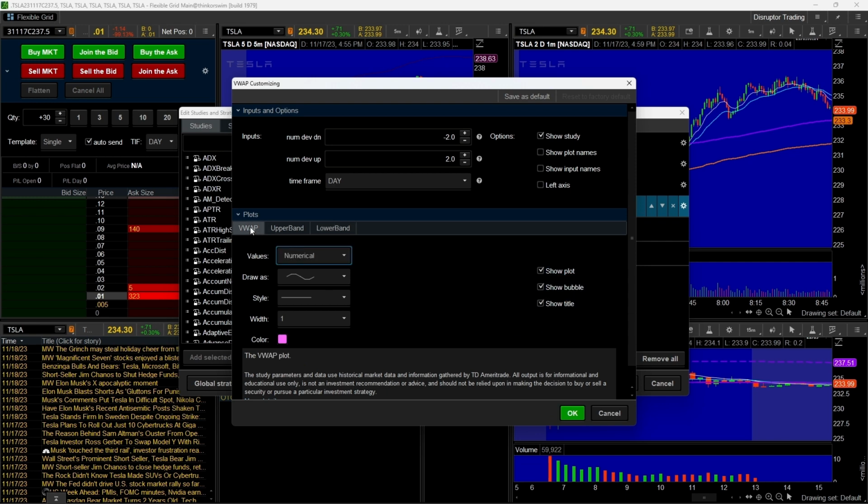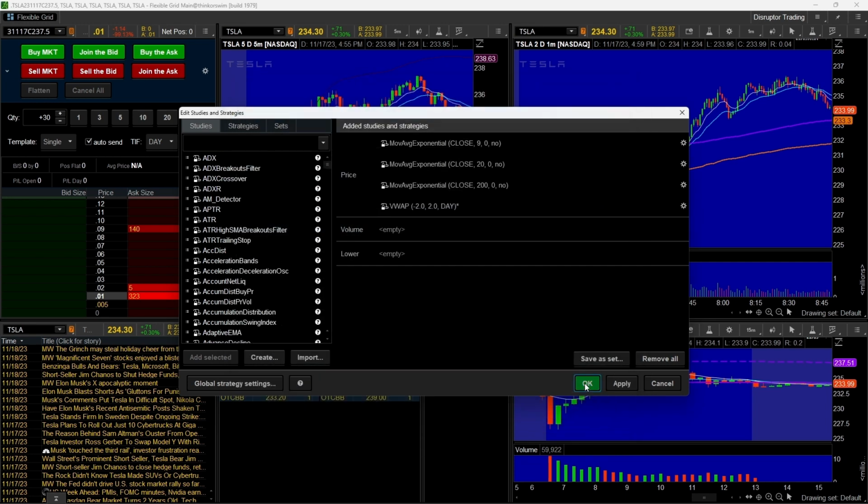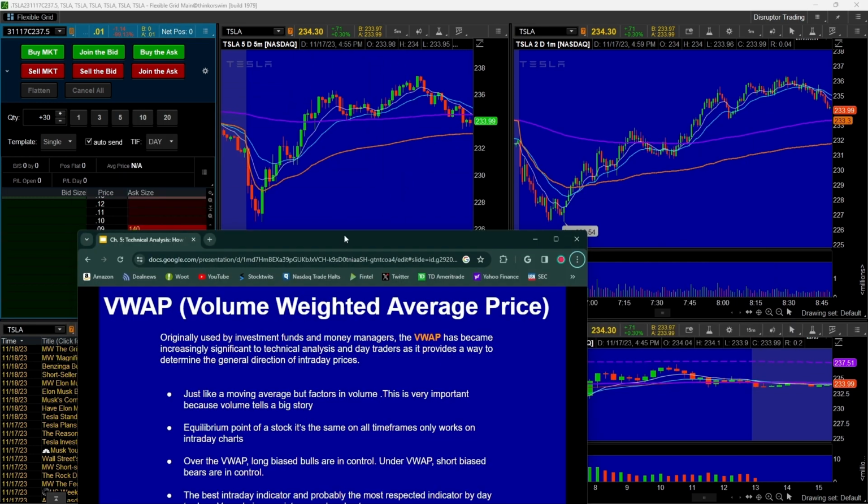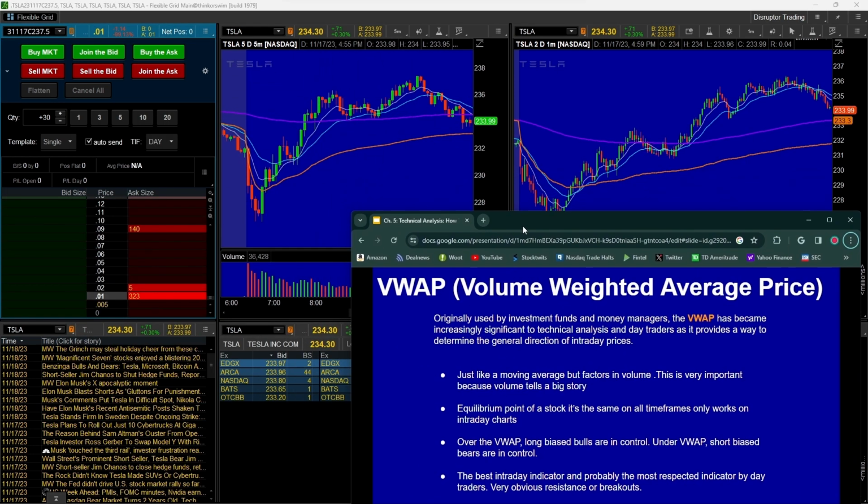Now let's go back to the VWAP, and since it's a very important level, let's change the width to 2, let's change the color to orange. Click OK, another OK. And now we have the VWAP on the chart. It's this orange line. Now there's a difference between a regular moving average and the VWAP.